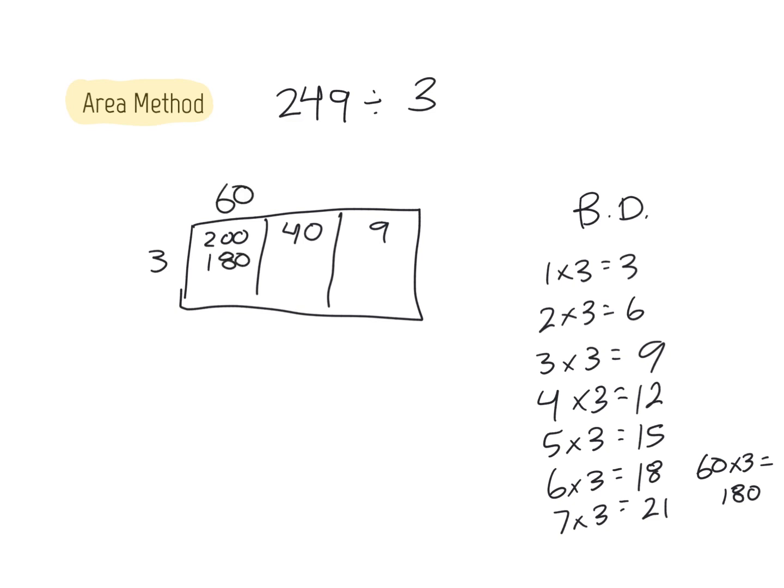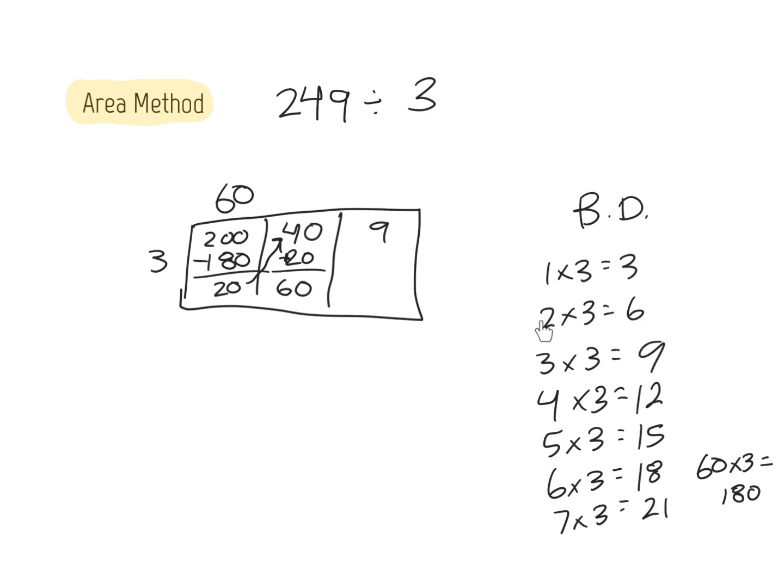It equals 180. So now I'm going to subtract that to see how much I have left over. So 200 minus 180 is 20. Now I'm going to bring those 20 and bring them over to my 40 and add them over here, because I'm just slowly using up all of this area. Okay. All right. So now my new number I'm dealing with is 60.